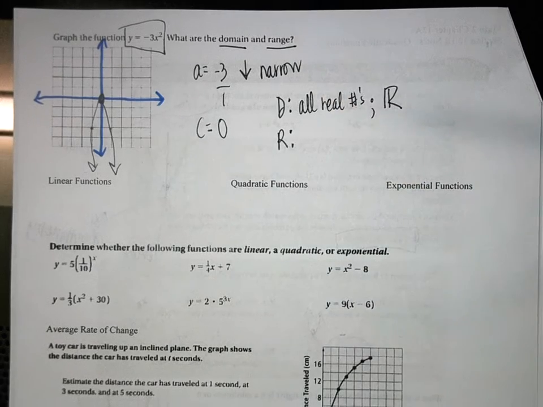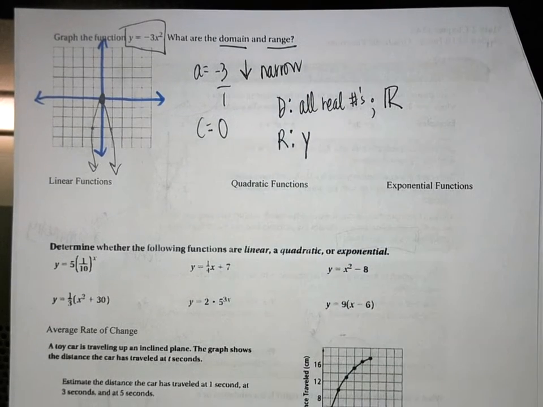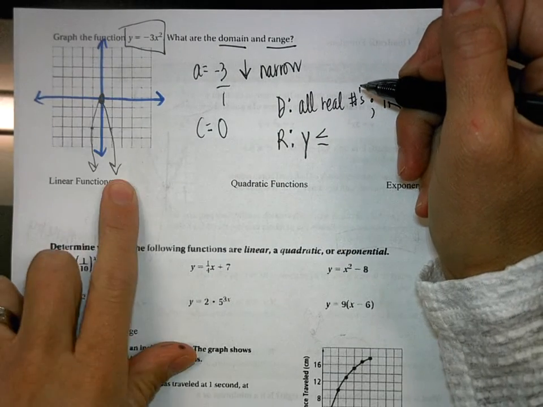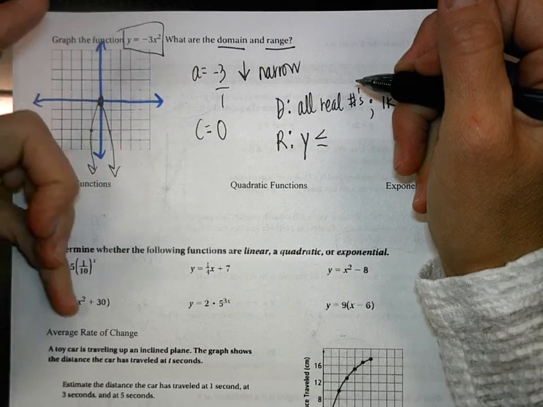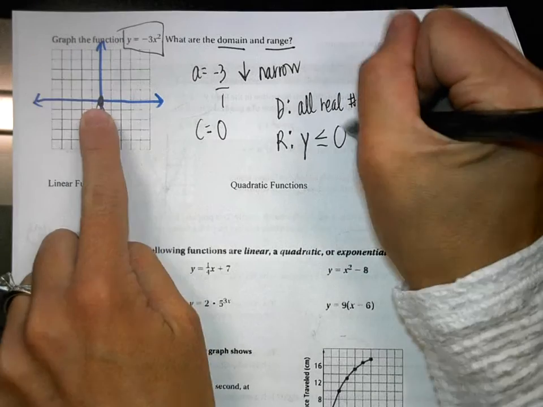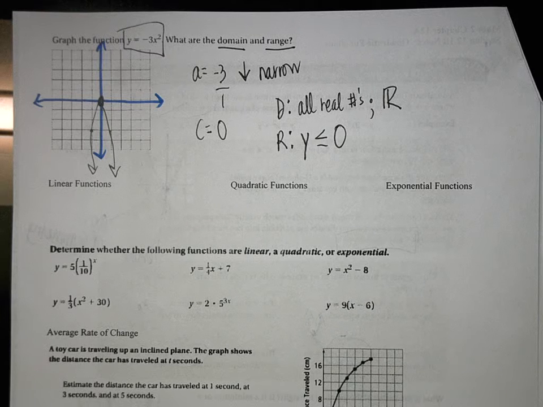Now, y's are a different story. Our y's, y, and then you're going to do an inequality. Is it going to be less than or equal to or greater than or equal to? Less than or equal to, because my graph is going down. So y is all values that are less than or equal to, and what point is that on the y? 0. So that is your range. Do we have questions about that before we move on? Okay.